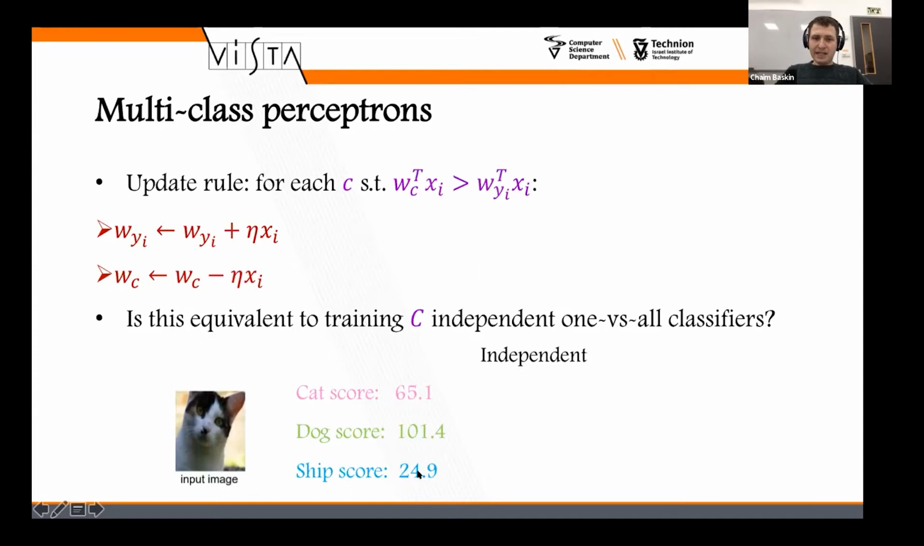Okay, now let's talk about the case when we have independent classifiers. What will happen for the classifier that classified cat? Suggestions? Increase, decrease? Increase. So someone thinks that it is an increase. Who thinks another option? You have three options: increase, decrease, or doesn't change.